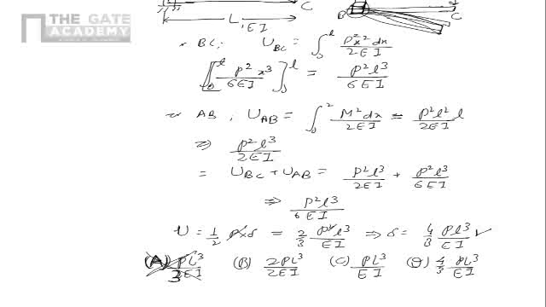Let's go to option B. Option B is 2 upon 3 PL cube upon EI. Now, this option may be right. But let's see what is happening at point B.